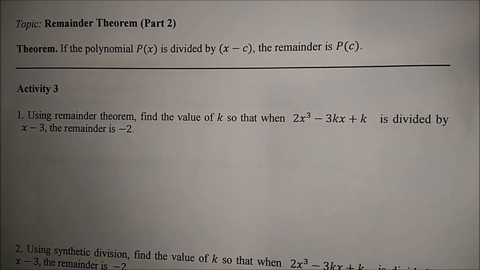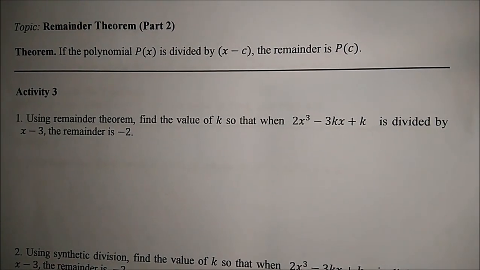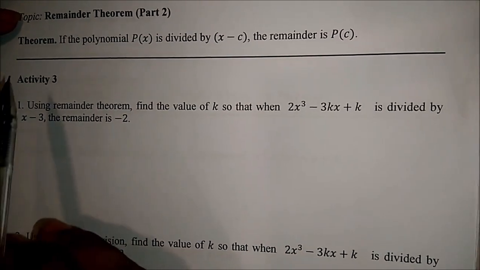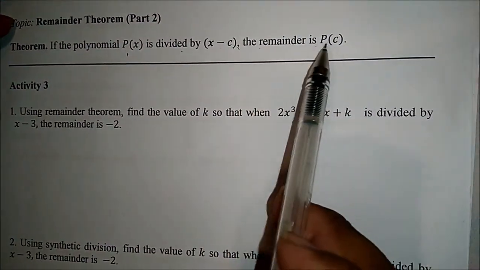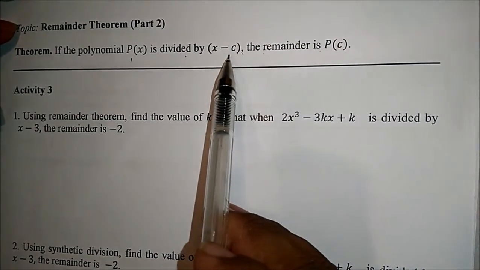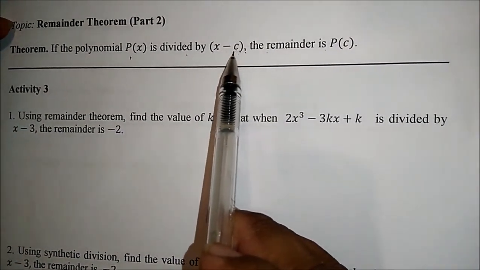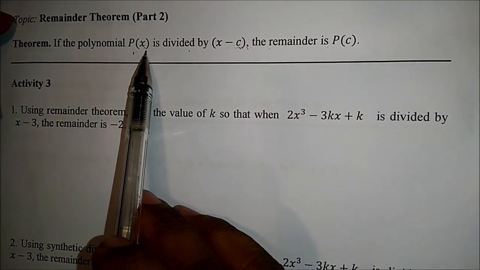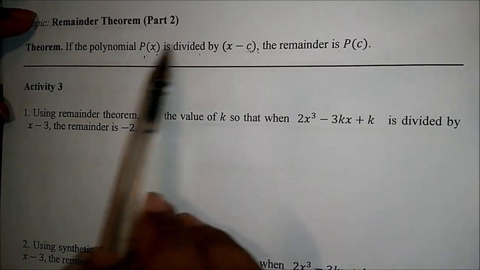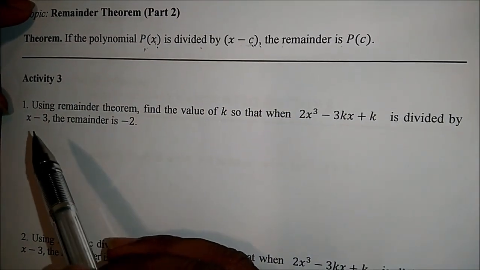Okay, so let us solve the extension of remainder theorem. Remember the theorem: if the polynomial p of x is divided by x minus c, then the remainder is p of c. That means if you substitute the synthetic divisor c in p of x, the result is always the remainder. You could always check the answer using synthetic division.